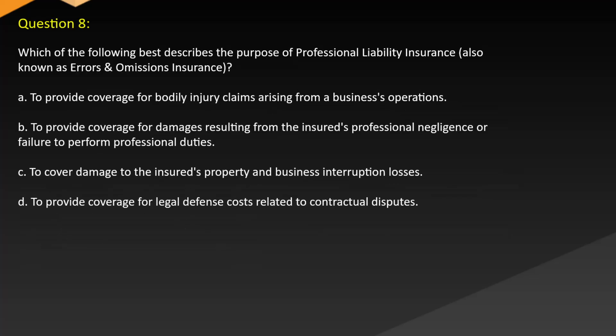Question 8. Which of the following best describes the purpose of professional liability insurance, also known as errors and omissions insurance? A. To provide coverage for bodily injury claims arising from a business's operations. B. To provide coverage for damages resulting from the insured's professional negligence or failure to perform professional duties. C. To cover damage to the insured's property and business interruption losses. D. To provide coverage for legal defense costs related to contractual disputes.